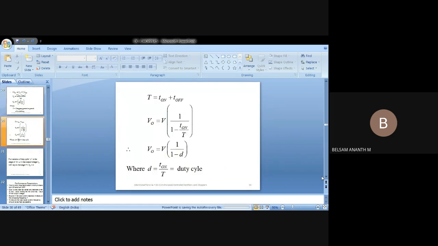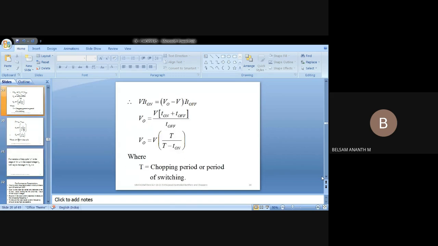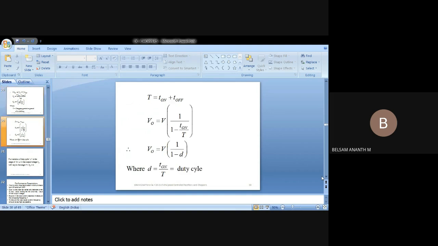Even in the previous equation, they have written V into 1 by 1 minus D, V into T by T minus T on. T is nothing but what? The total chopping period. And T on is the on time period. Right? Same thing only. That is in terms of the open circuit voltage or output voltage. Same thing in terms of the duty cycle ratio, they have written V not equal to V into 1 divided by 1 minus D.